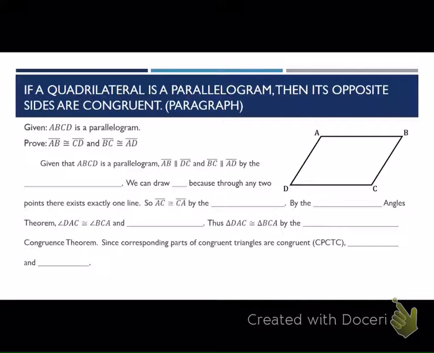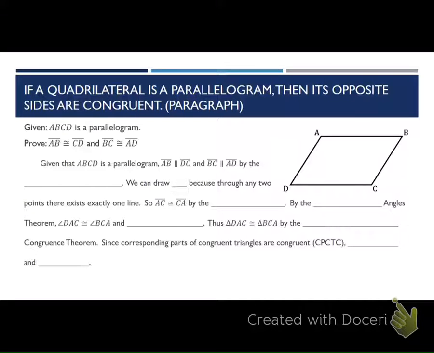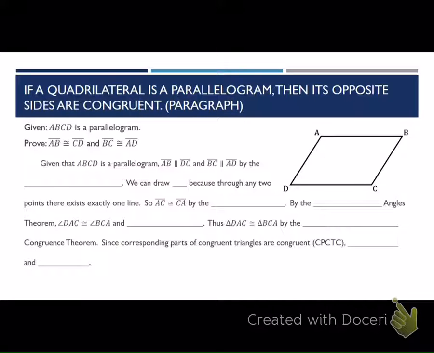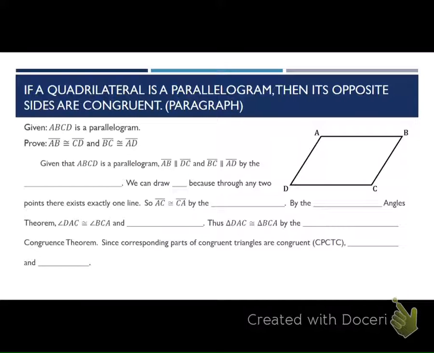All right, ABCD, we just did this proof, is a parallelogram. Prove AB is congruent to CD and BC is congruent to AD. We are just filling in the blanks based on the last proof we did. Do you guys all have it above you? Okay, so it says, given ABCD is a parallelogram.